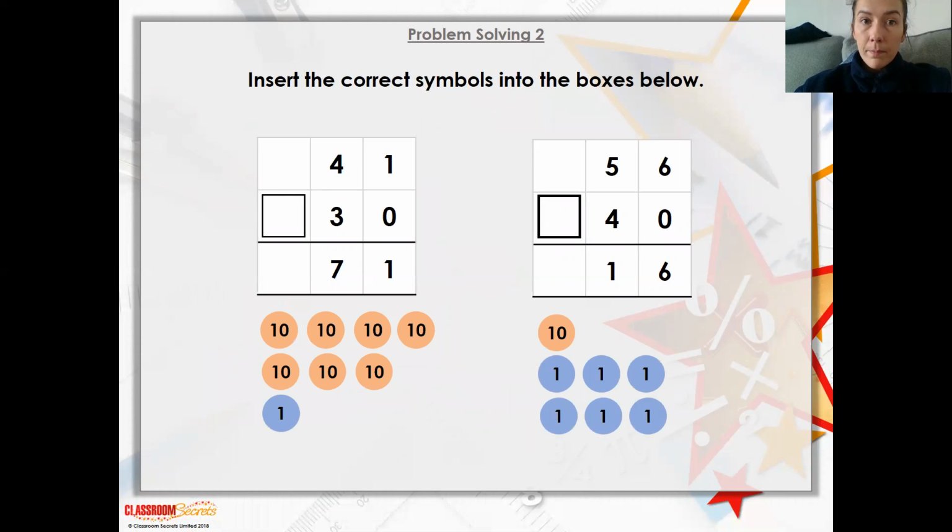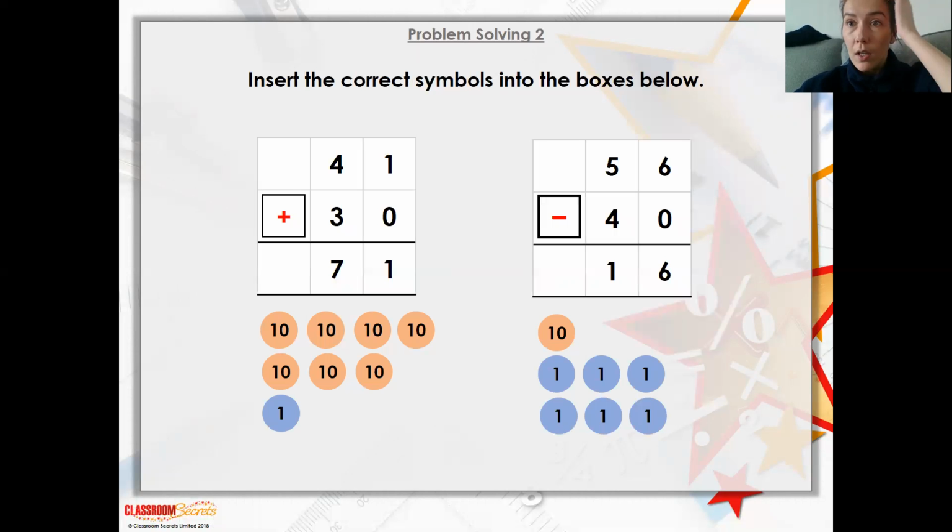Then on this one, we've got insert the correct symbols into the boxes below. So we've got 41, 30, 71. So that is going to be an addition because that number has increased, it's got bigger. This one, however, we've got 56, 40, and 16. So that number has got smaller, so it's going to be a subtraction.